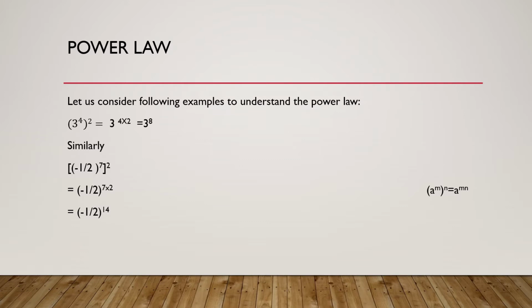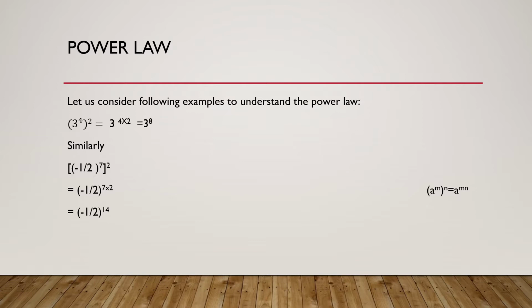Here we have a number 3 with double powers 4 and 2. Two powers are given to us. Now, according to power law, these powers will be multiplied with each other. 4 will multiply with 2. 4 multiply by 2, we get what? 8. This is what power law.